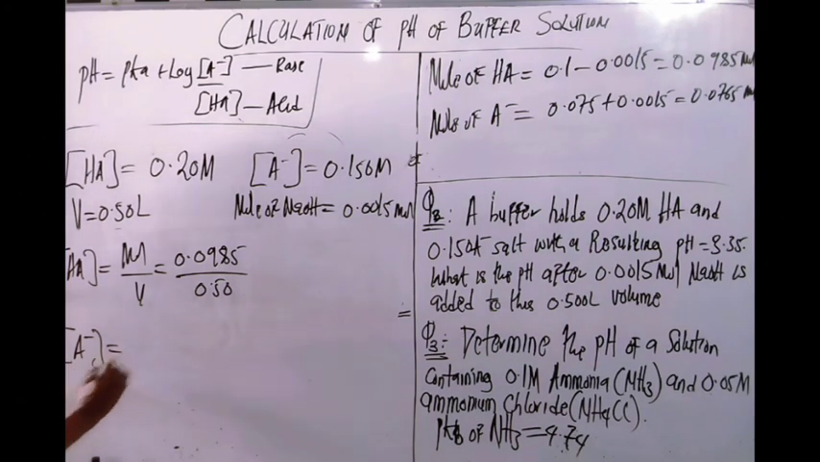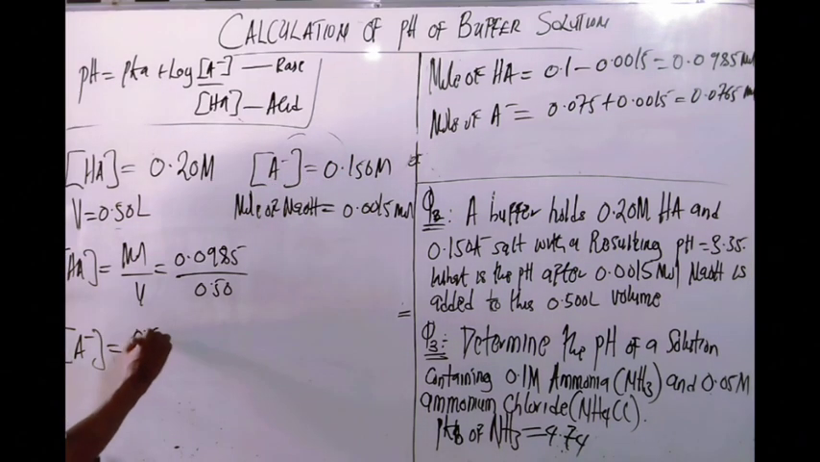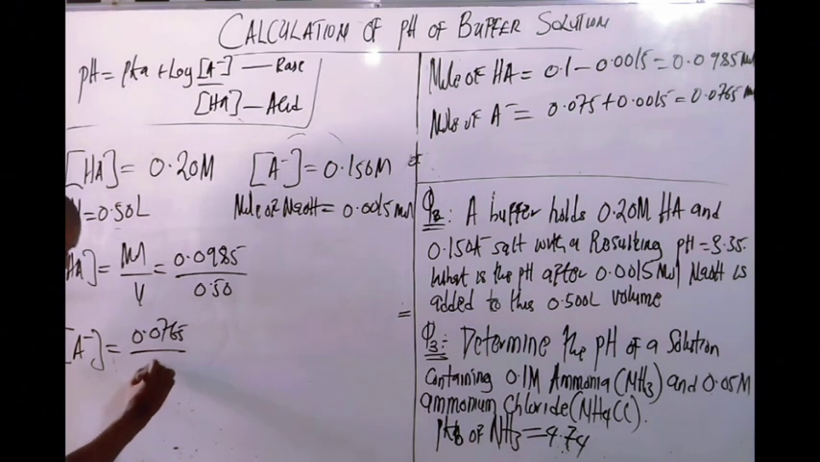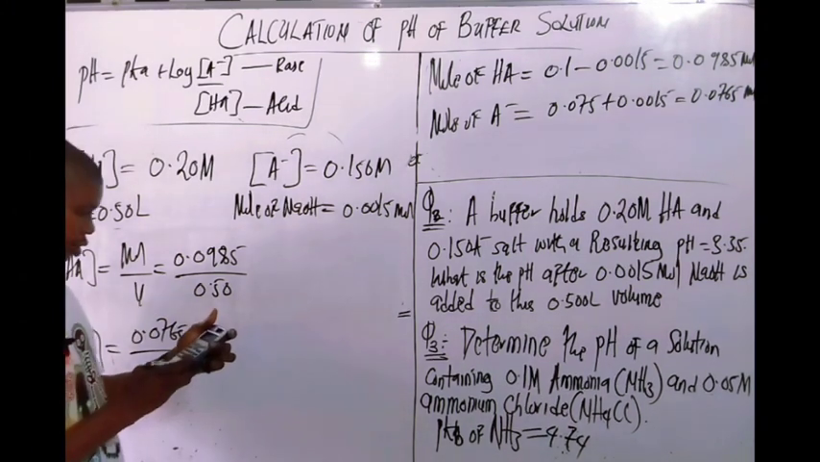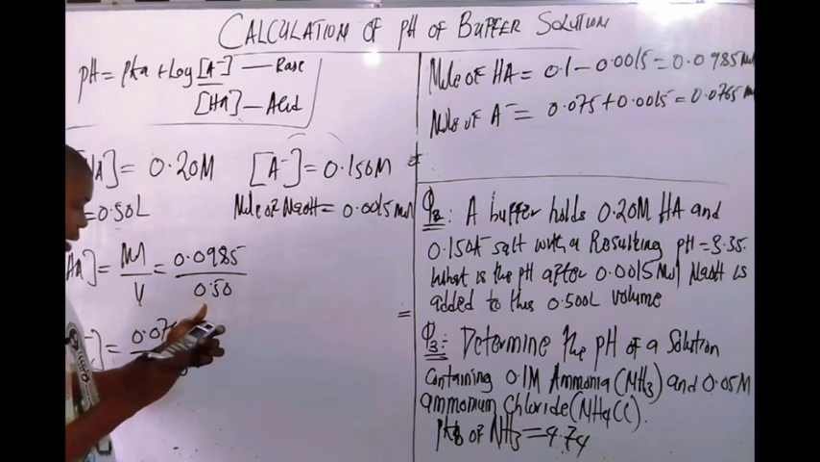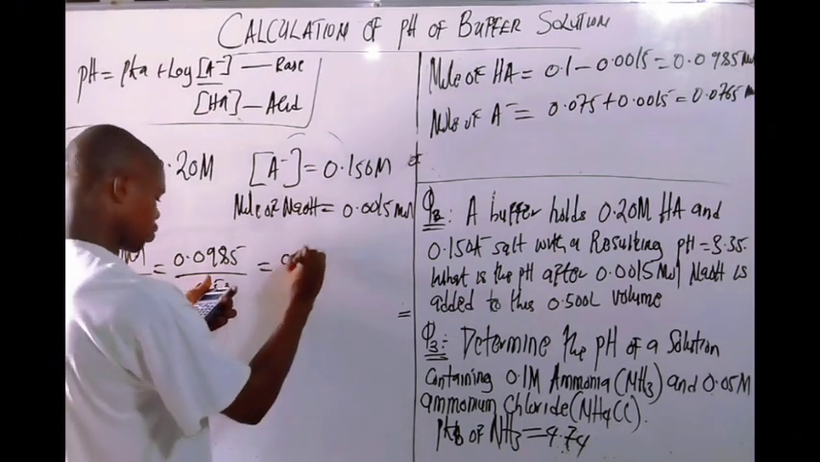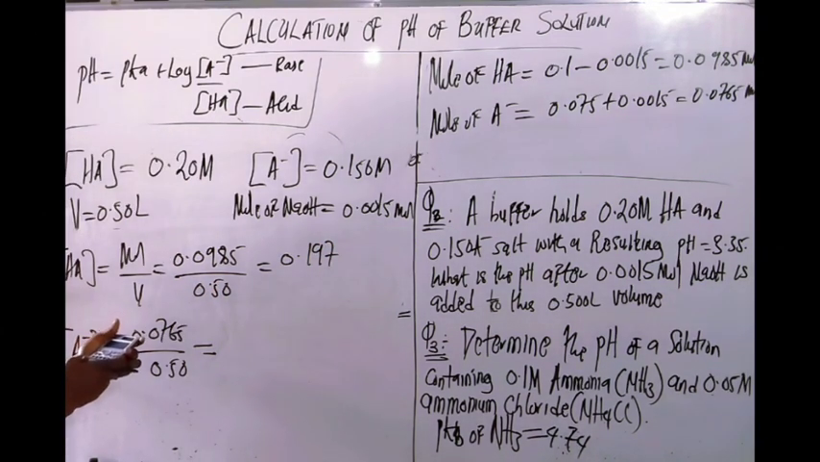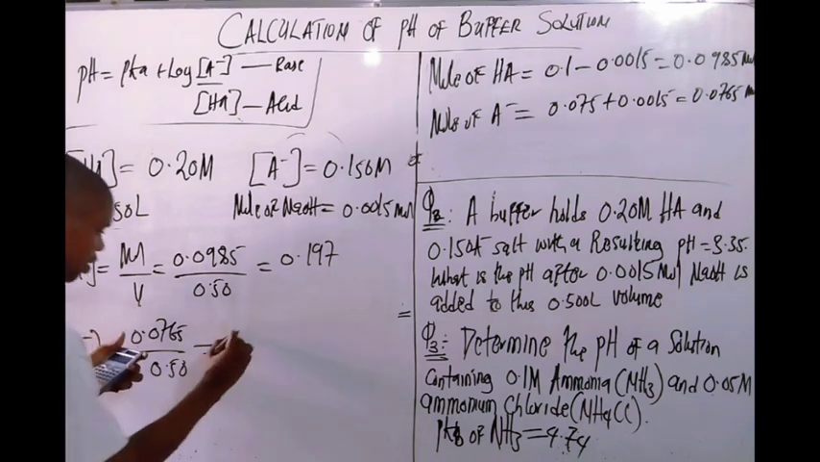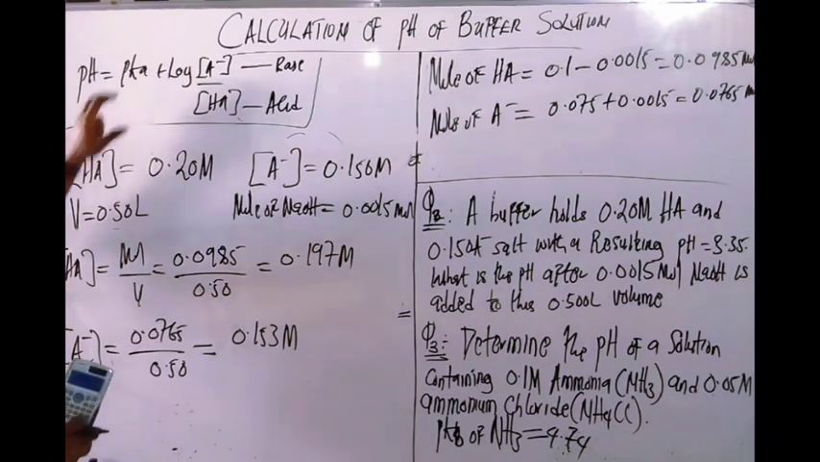A minus, which is 0.0765 over 0.50. Do you understand? So punch your calculator here. We have 0.0985 divided by 0.50 equals 0.197. Same thing here, 0.0765 divided by 0.50, and here we have 0.153 molarity. Do you understand? So this is what I'm now going to use in the calculation.